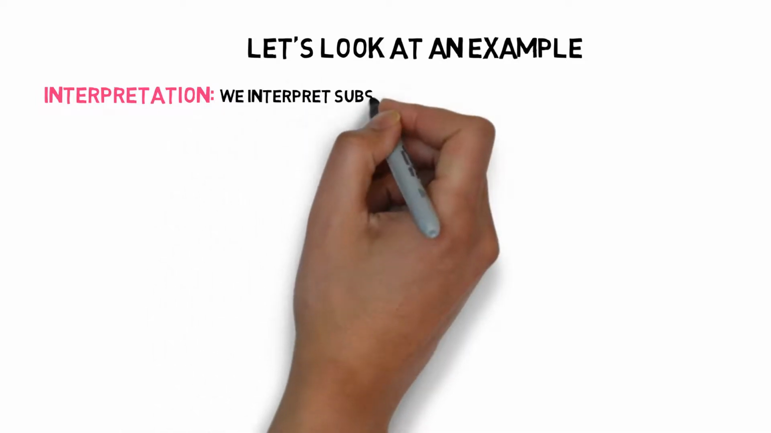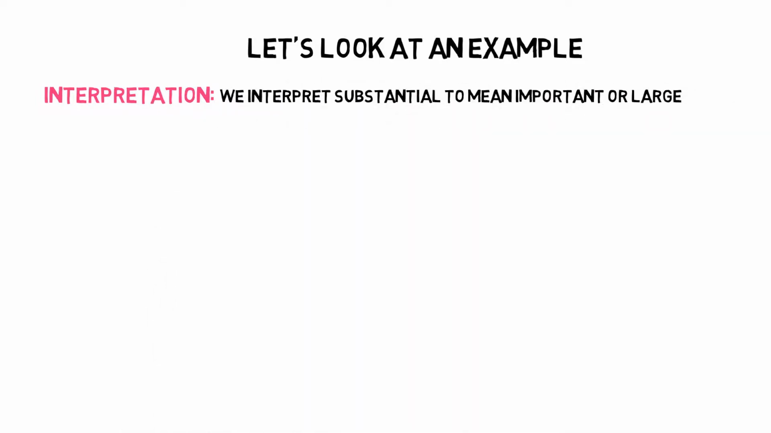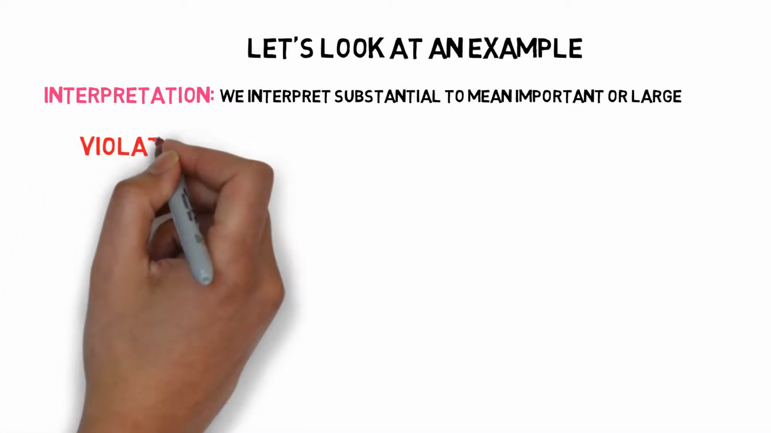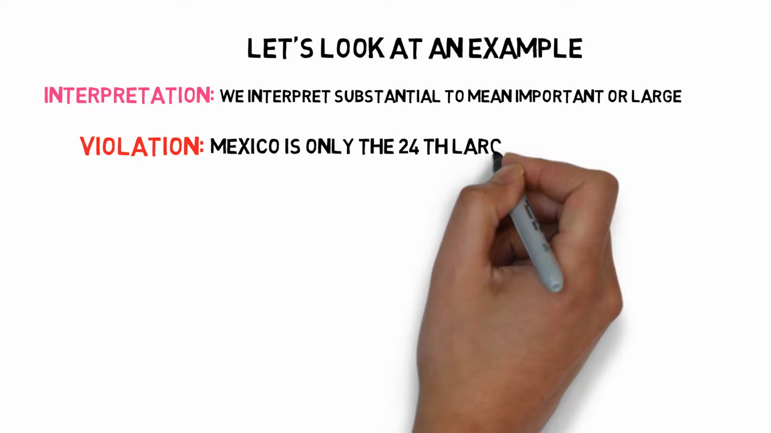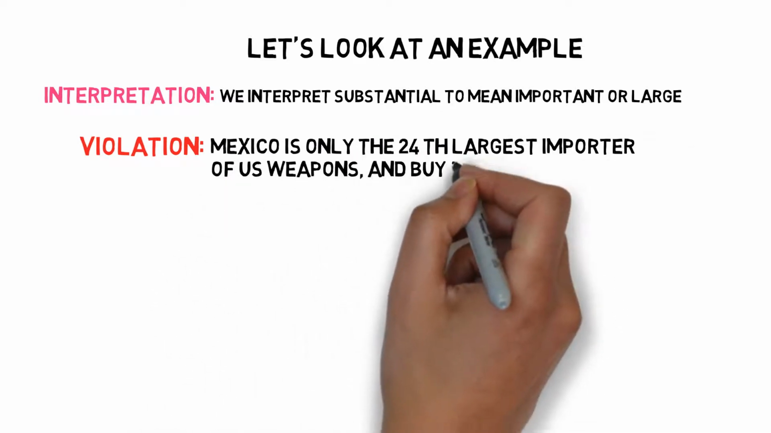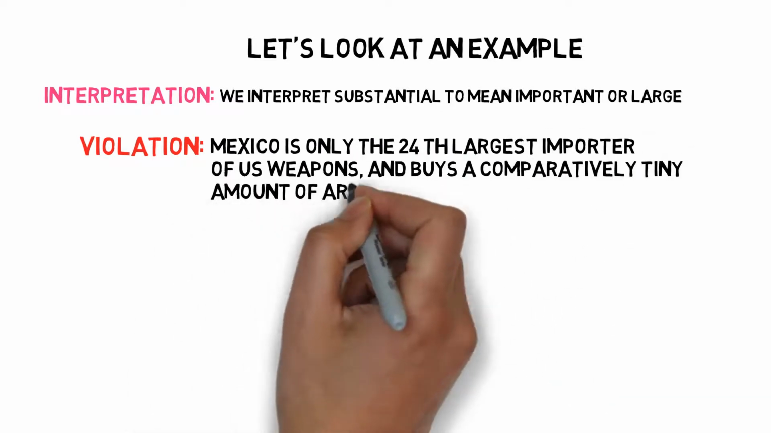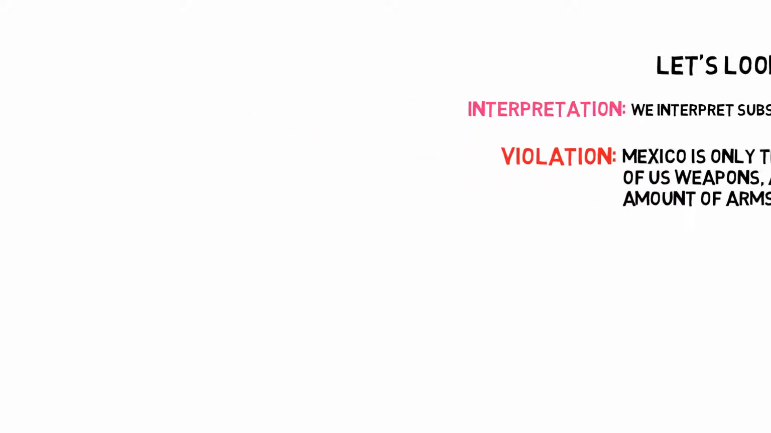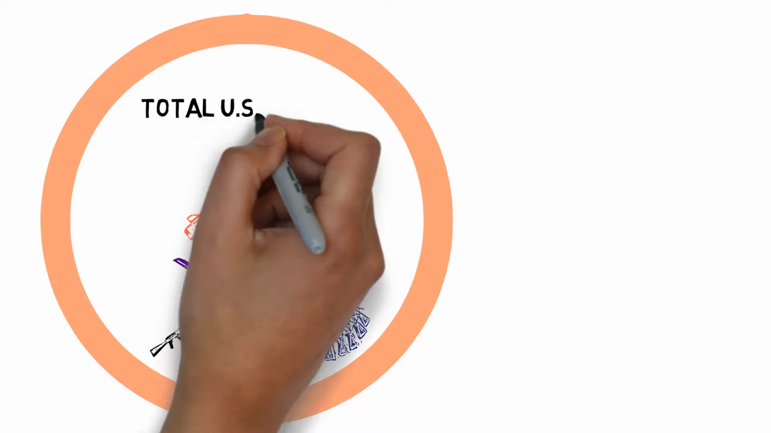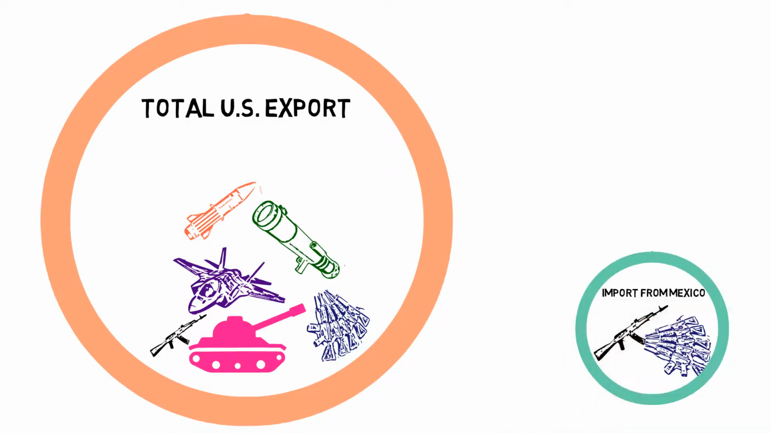We interpret substantial to mean important or large. Part 2. Violation. The affirmative team's plan is about reducing arms to Mexico. Mexico is only the 24th largest importer of US weapons and buys a comparatively small amount of arms. So it does not meet our definition.